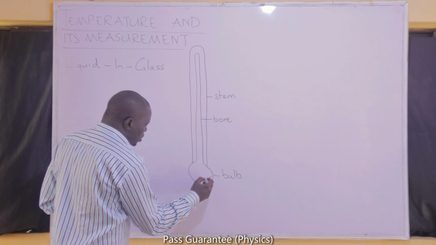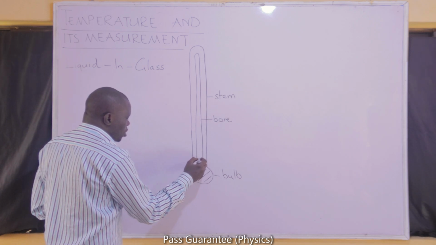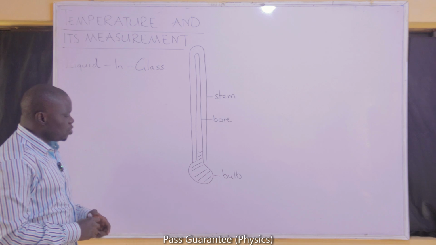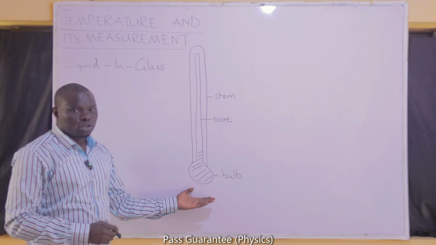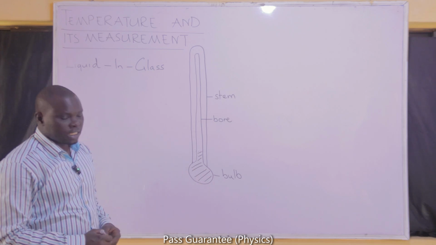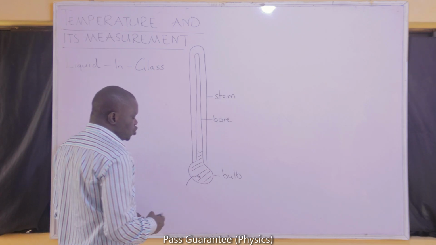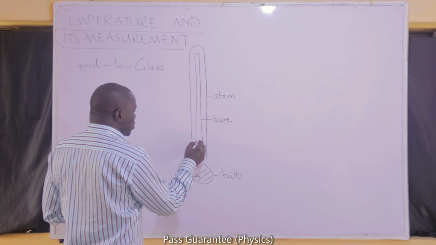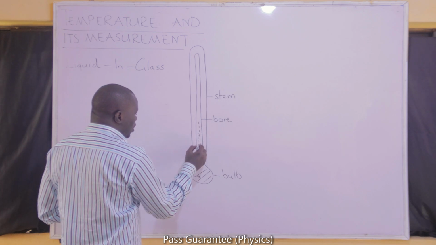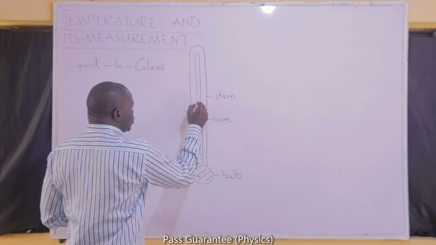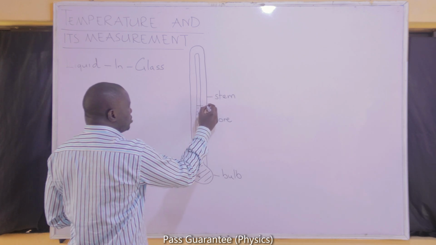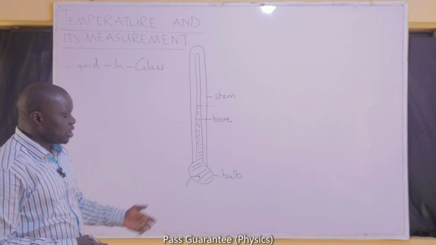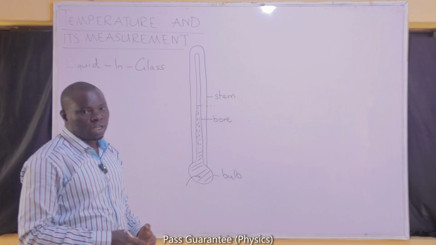They will find a way to get liquid into this bulb up to a certain mark. If we expose this bulb to any hot surrounding, the heat will move into the mercury. The mercury will expand due to the heat, and it will move along the bore to the point for which the new temperature can now be determined. So this is how a liquid in glass thermometer looks. These are the three features of the liquid in glass thermometer.